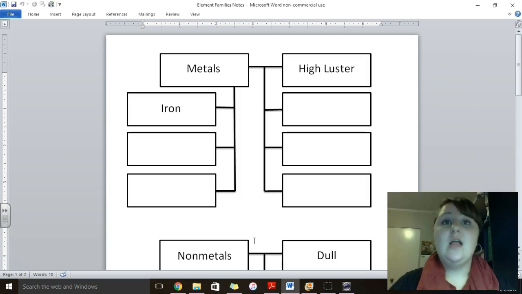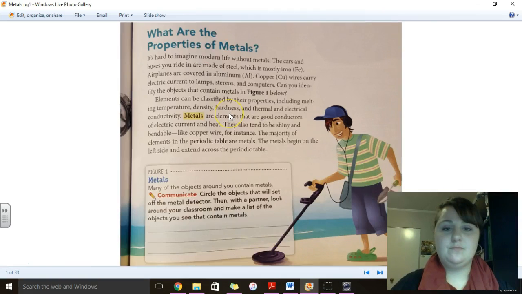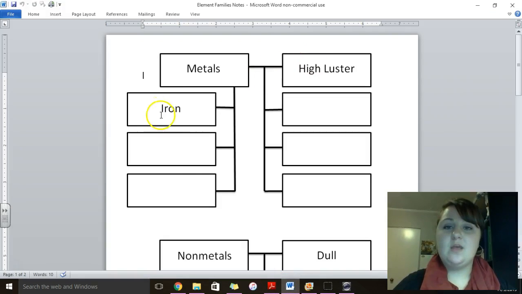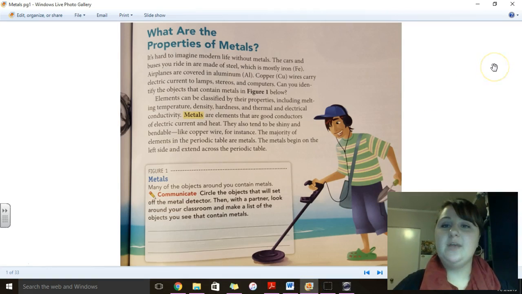So let's get started. I'm going to zoom in on this just a little bit. Let's start. What are the properties of metals? I'm going to start with metals, and we're going to look for our examples that we have here, and we're going to look for our characteristics. So be keeping those in mind while I read. What are the properties of metals?